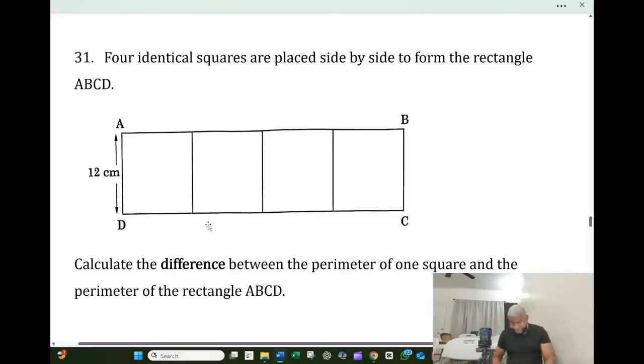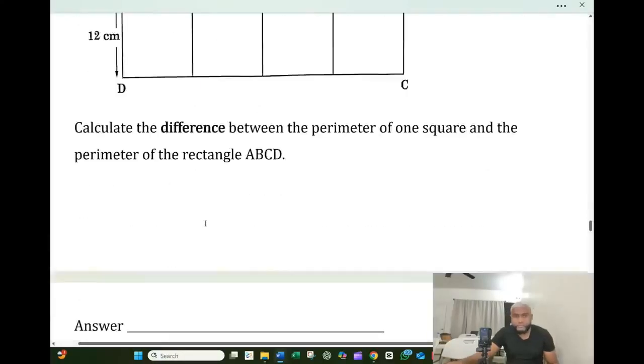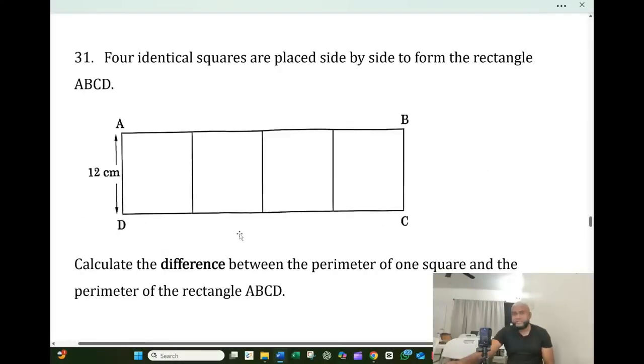How much marks here? 3 marks. 2 minutes.